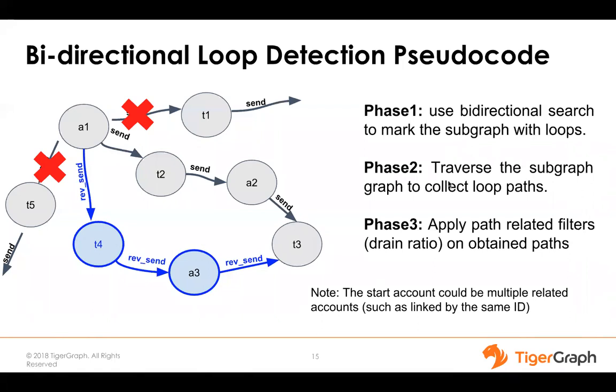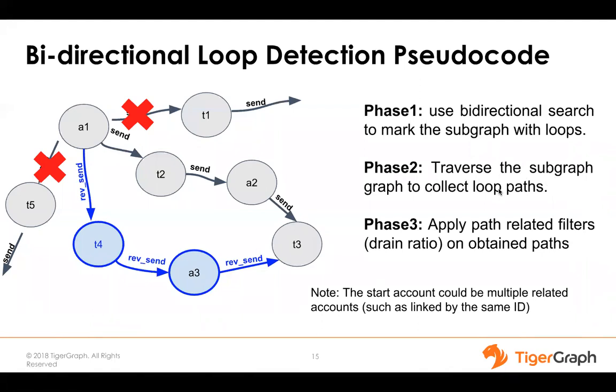Then in phase 2, we retraverse the graph, but this time we limit ourselves to the subgraph. We only traverse the subgraph nodes marked by the first phase, which have a flag saying this is a valid vertex. We only go to those vertices. Because those vertices are all in loops, during our traversal we collect the paths, using a list to record all the paths we traverse.